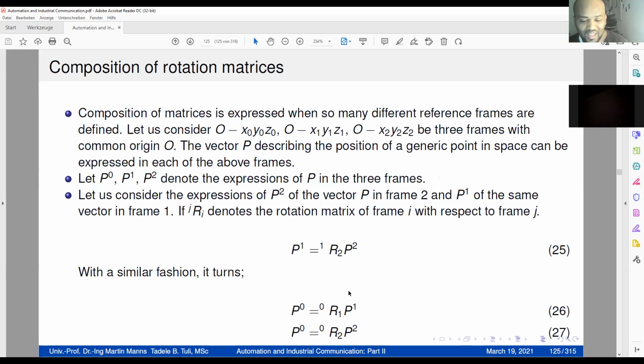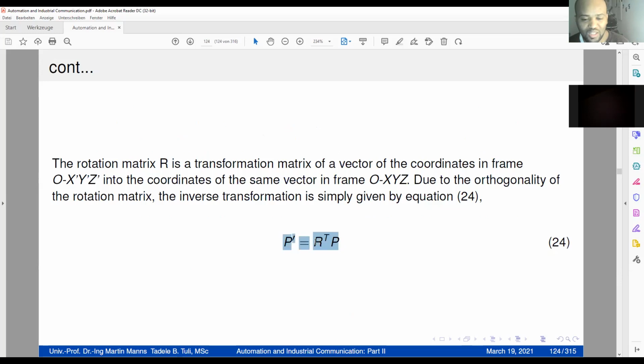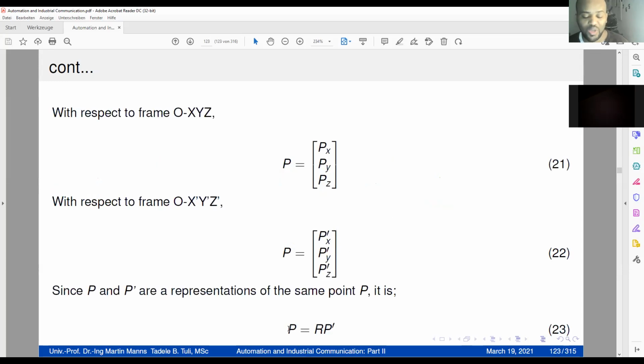The other very important thing is that the order matters. Always be sure that this P prime is obtained with the inverse of the rotation matrix, because originally we said we have P equals R P prime. So if we need to calculate the P prime values or vector, then this R should be inverted here.